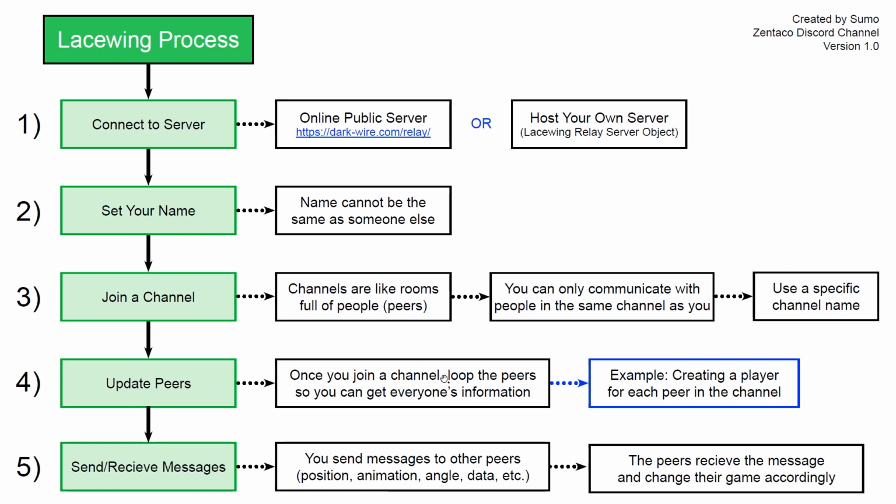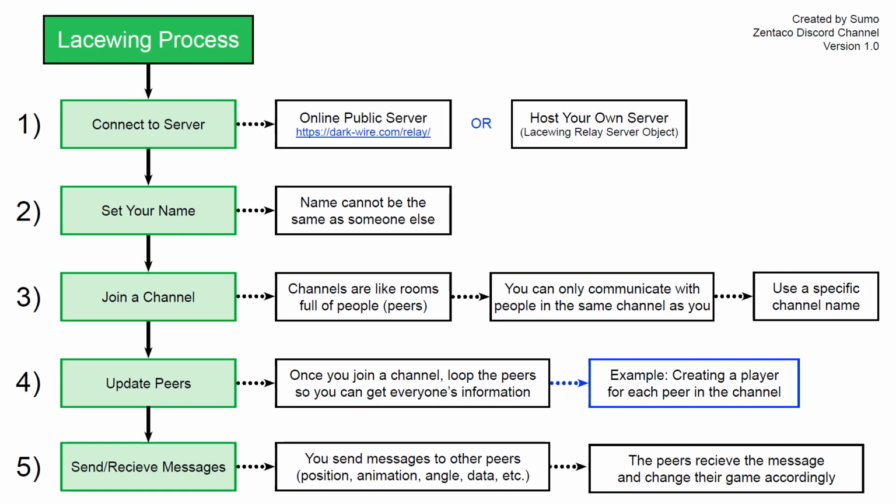So when you receive the messages, you can act accordingly and change your game to match their game. So let's say I sent out my coordinates, my X position, Y position to everyone in the channel, and now the peers just received a message from me. They can read those values and then update my character positions accordingly so that both positions will match on both people's screens.